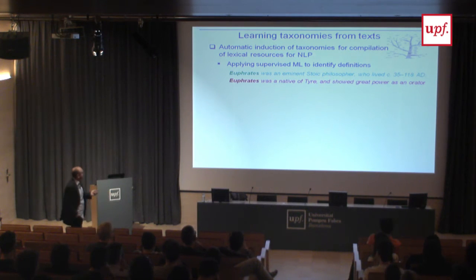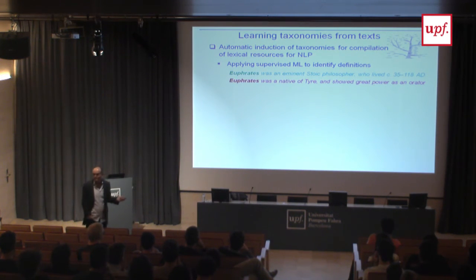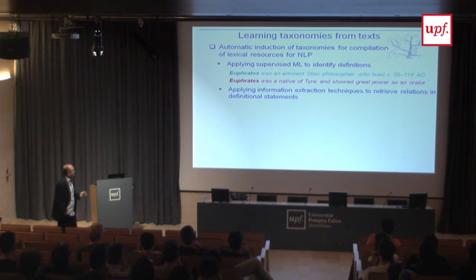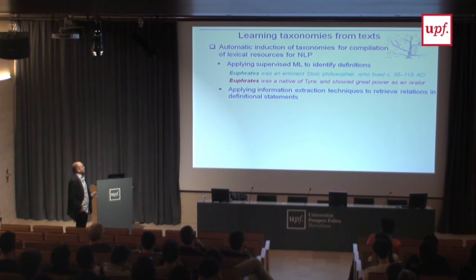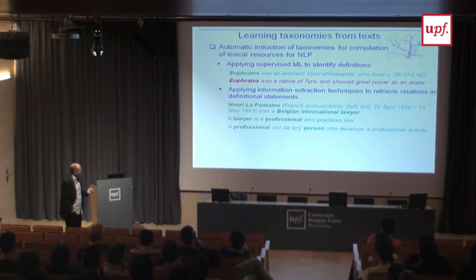For example, we have here: Euphrates was an eminent Stoic philosopher who lived and so on. So this is a definition. And: Euphrates was a native of Tyre and showed great power as an orator. So this is not a definition. So we need to be able to distinguish between those two different statements, which are, as a matter of fact, rather similar. Then the second topic in this area is to retrieve relations in definitional statements. And here, for example, goes an example.